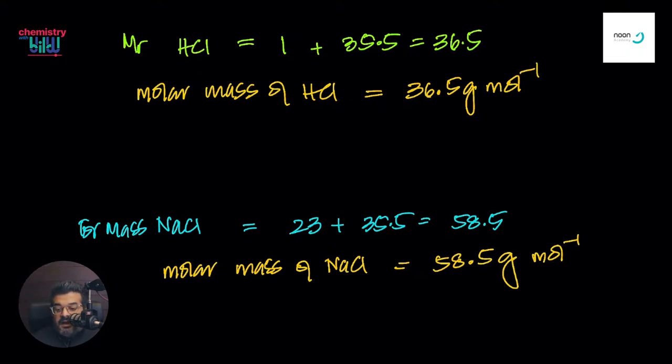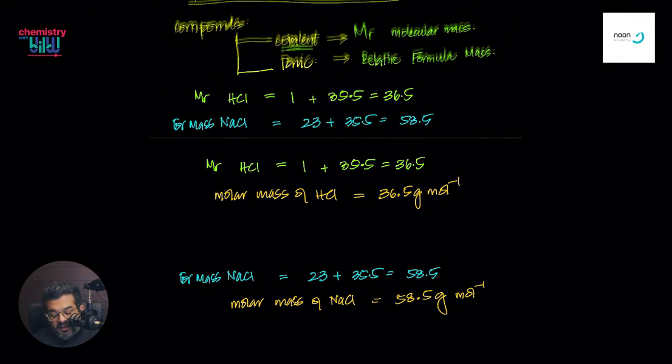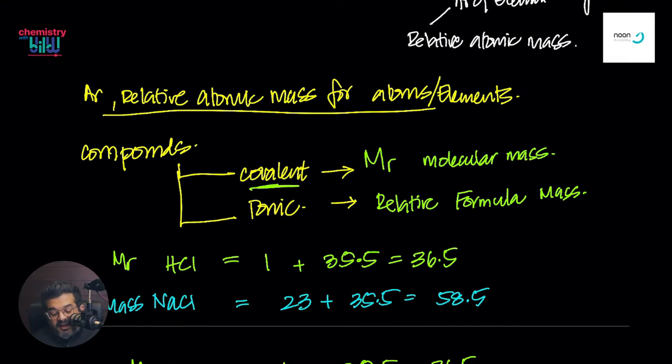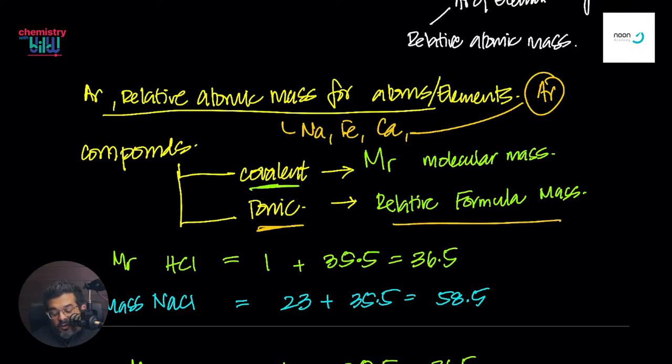Yes, an ionic compound is not molecular. Somebody asked, what is metallic? Well, what is metallic bonding, a compound or an element? Metallic bonding involves elements, and for elements we use the term atoms. So elements have atomic mass. Metals like sodium, iron, calcium use Ar, atomic mass. Ionic compounds, formula mass. Covalent compounds, molecular mass. All right? Make sense?